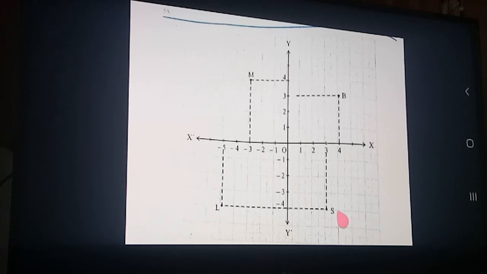And next, the last one. What is the abscissa of this point? 3. And what is the ordinate of this point? -4. Therefore, how can we name the point? Ordered pair (3, -4). Clear? (3, -4). Okay. All of you solved the sum now?